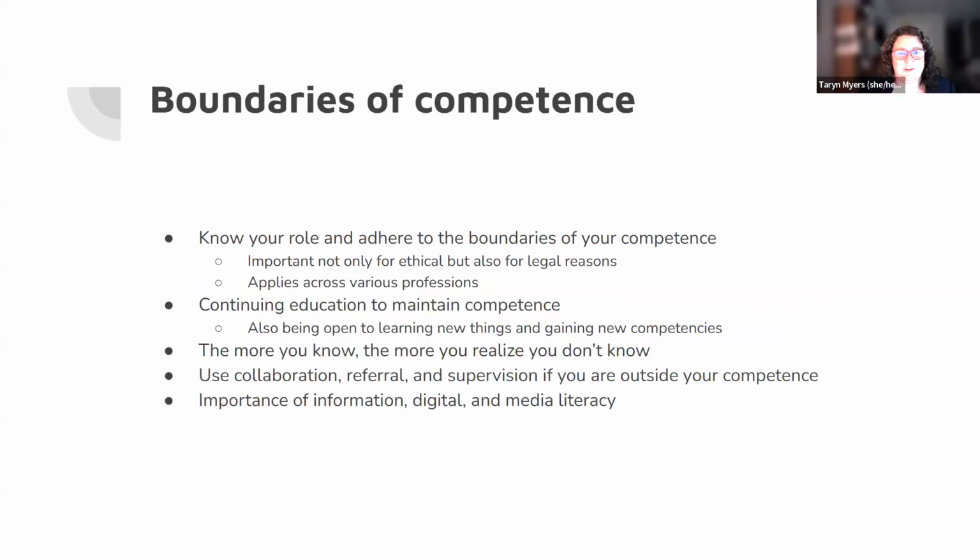And then the boundaries of your competence. You need to know your role and adhere to those boundaries. This is obviously not only ethical, but keeps you safe legally, right? And this applies across almost any profession. If you can imagine nursing, dentistry, right? Even people in marketing, right? Maybe they shouldn't be trying to make a flyer that advertising would do better, or that graphic artists would do, right?